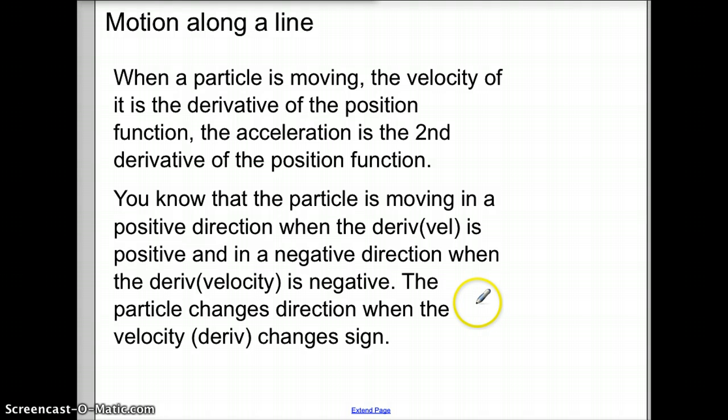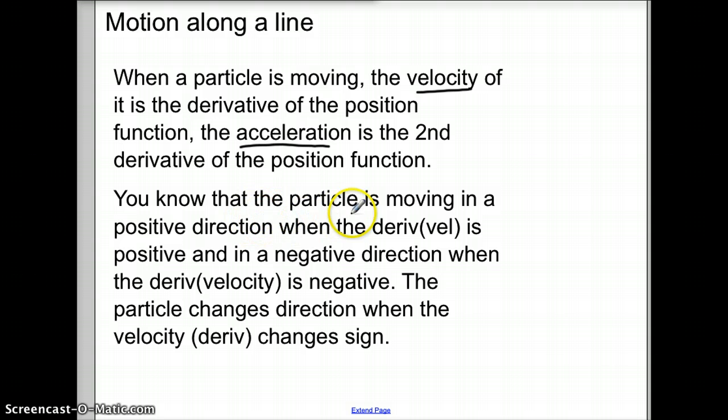You'll have a few problems involving motion along a line, and I know that's a physics application, but calculus and physics really go hand in hand. We'll be expanding on this later in the year, but for now we're just going to talk about velocity. Remember, velocity is the first derivative of the position function. Acceleration is the second derivative of the position function. You should already know that.